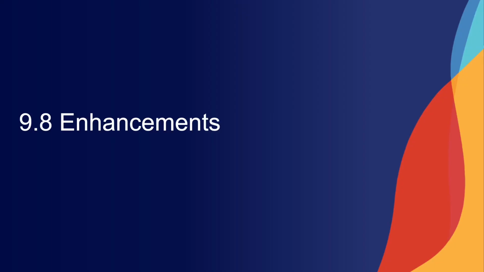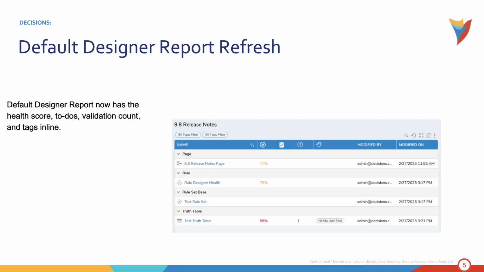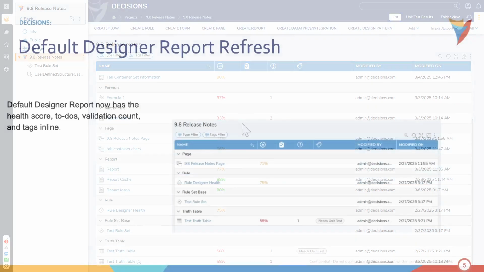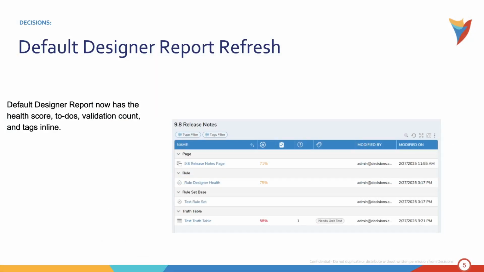Now let's get into the heart of version 9.8 with the enhancements, and I know you'll really enjoy some of these. Speaking of health scores, one of the first things you'll notice in version 9.8 is that we've added health score, to-dos, validation count, and tags inline to the default designer report. More information to keep your build managed and aligned with best practices.